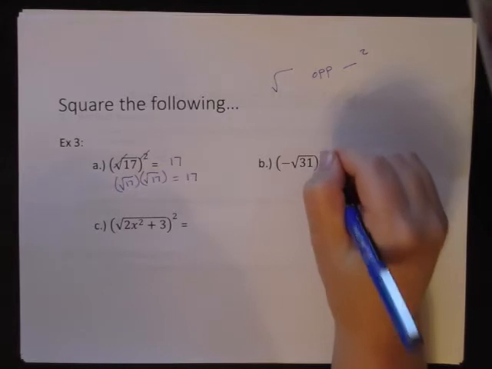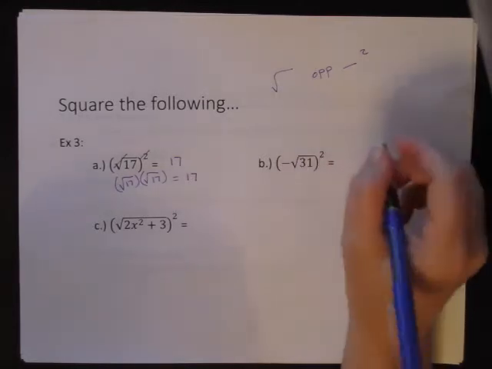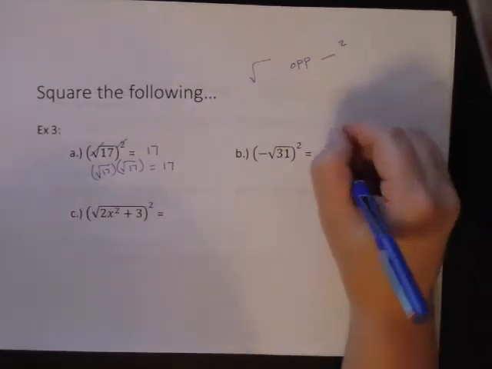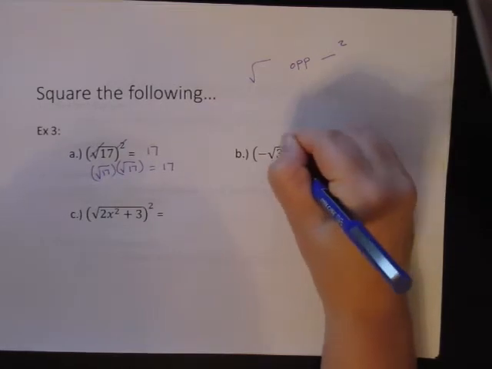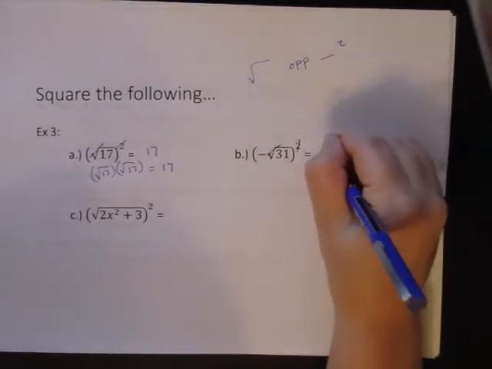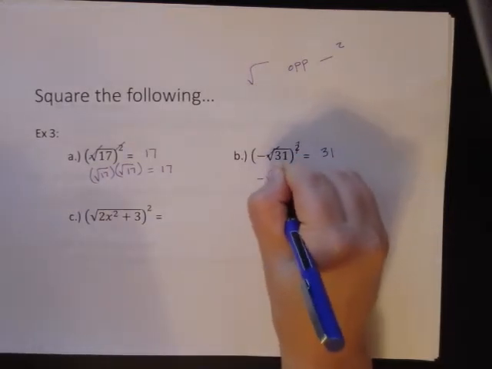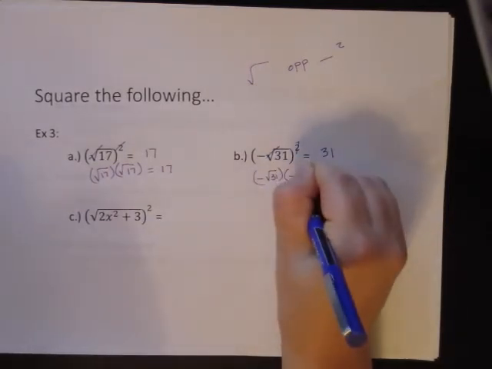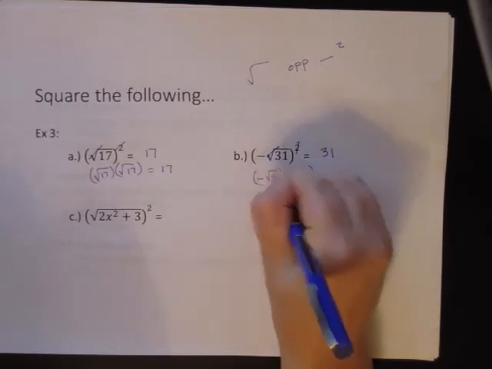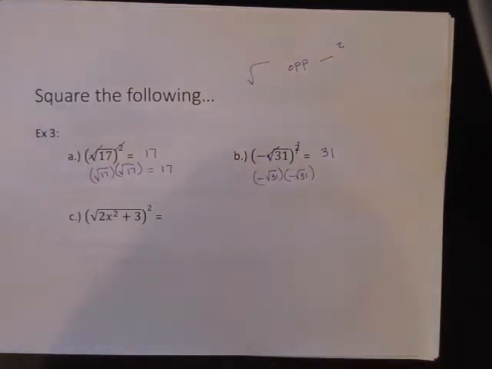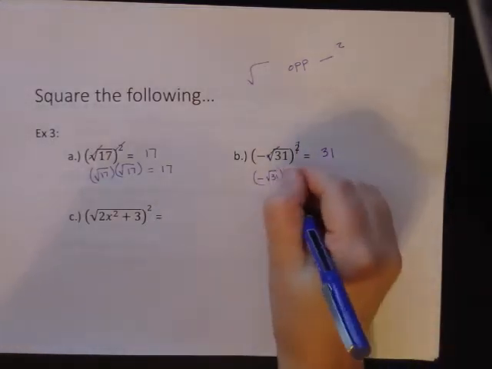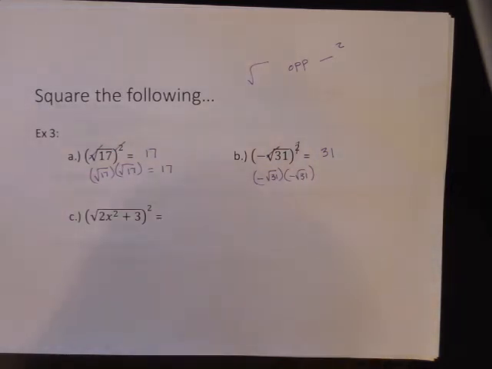Okay? We know first that a negative times a negative is going to leave me with a positive. And we know that a square is the opposite of a square root, so my final answer is going to be 31. But I could see this as negative square root of 31 times negative square root of 31. So negative times a negative is a positive. And then square root times the exact same square root is just going to remove that square root for us and leave us with 31.